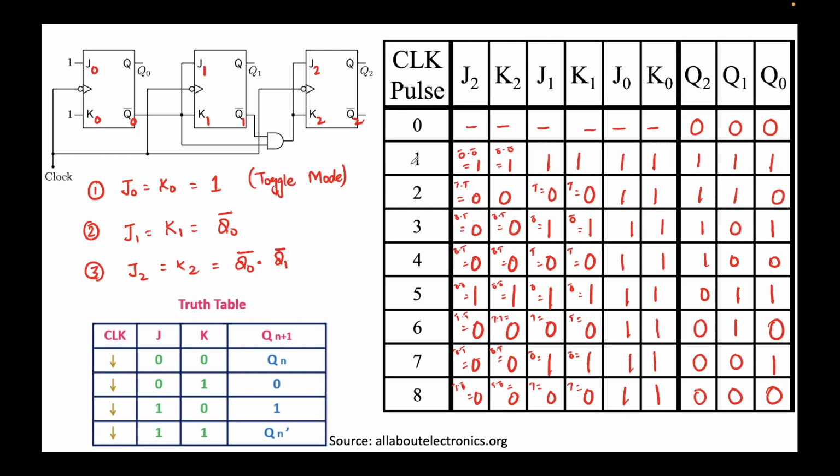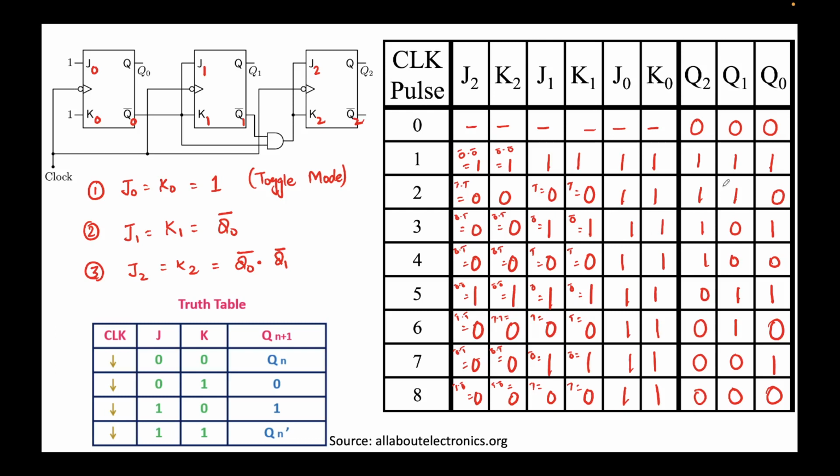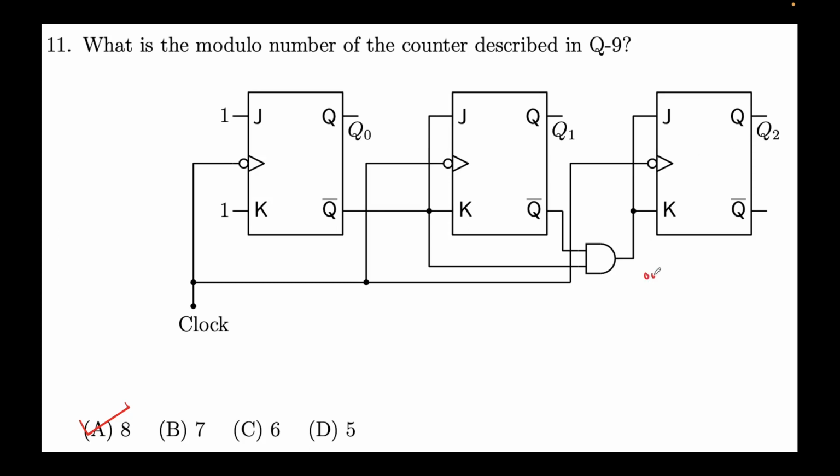Because after you have to travel 8 steps, you have to wait for 8 clock pulses to reach there. Okay, so there is another way of seeing it, like this. So this is the truth table. 0 0 0, this corresponds to 0, right? So I'll write this here: 0 0 0, 1 1 1, 1 1 0, 1 0 1, 1 0 0, 0 1 1, 0 1 0, 0 0 1, and finally 0 0 0.